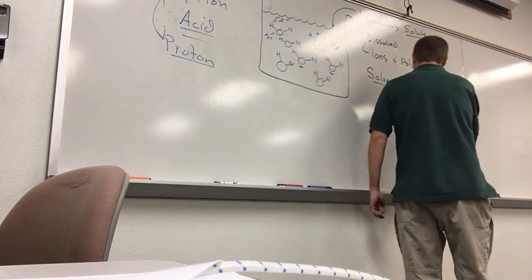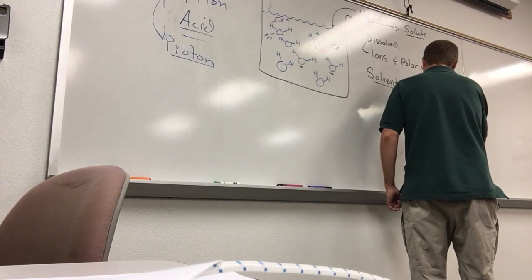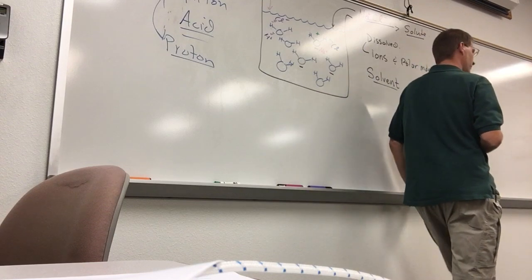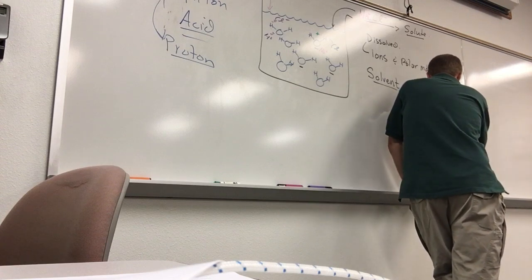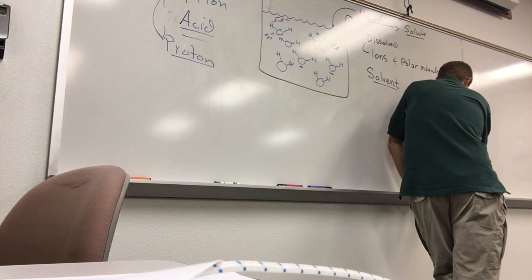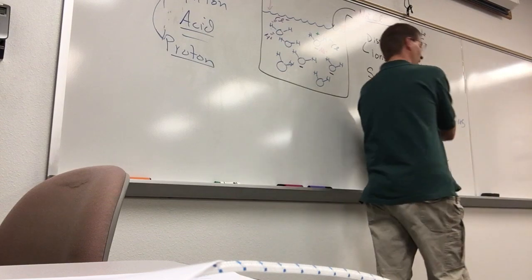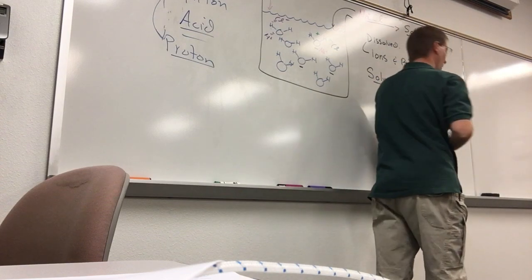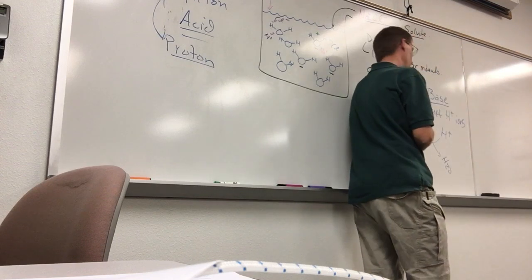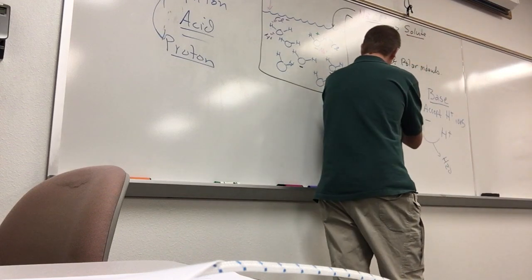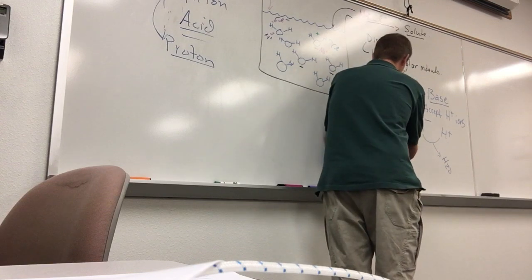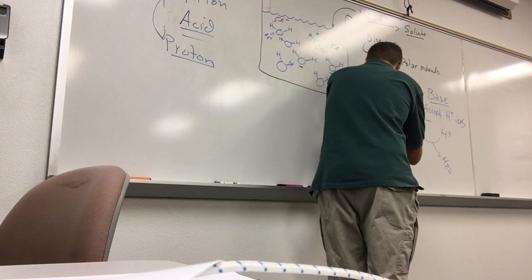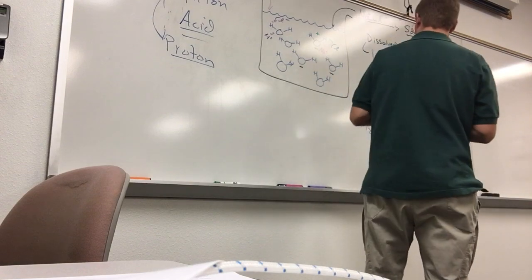So something like a hydroxide, OH negative. An OH negative could accept an H positive, and that would make what? H2O. Yeah, okay, so hydroxide would be a base. Hydrogen ion would be the acid, okay? I could have bicarbonate, HCO3 negative. It could accept a hydrogen ion as well, and it would make H2CO3, okay?